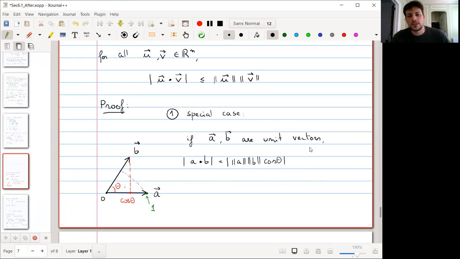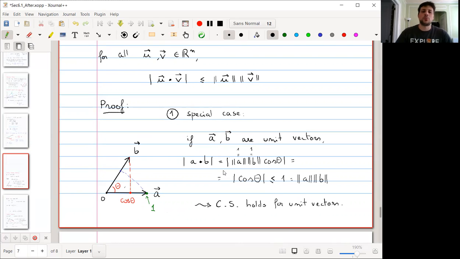And I'm leaving everything here in the absolute value. But since these are unit vectors, the length of A is equal to 1 and the length of B is equal to 1, this is nothing but the absolute value of the cosine of theta, which is less than or equal to 1, which is the product of A dot B. So what I'm saying here is that Cauchy-Schwarz holds for unit vectors. And that's the end of step one.